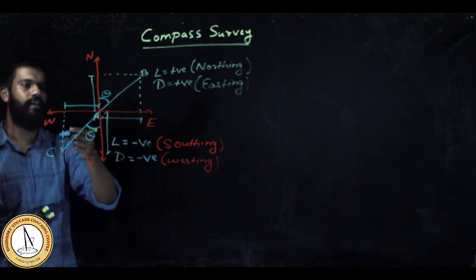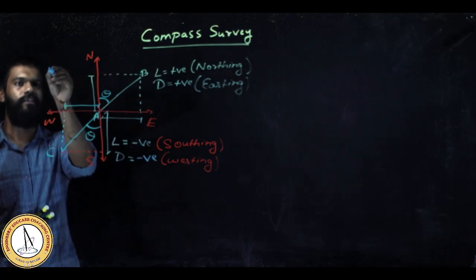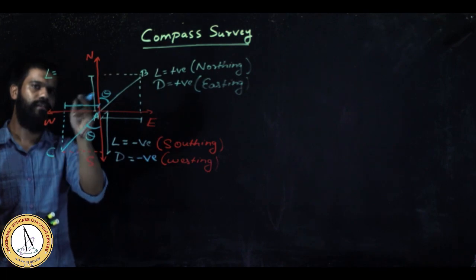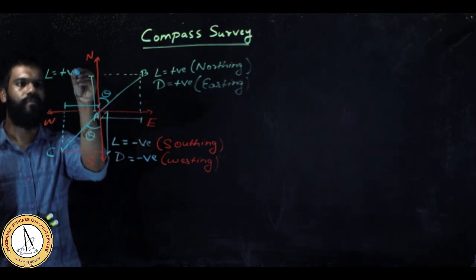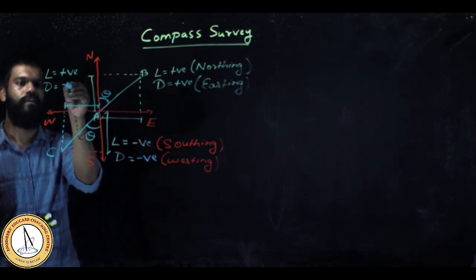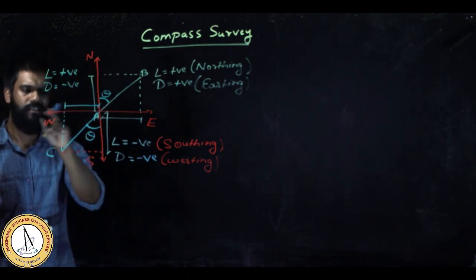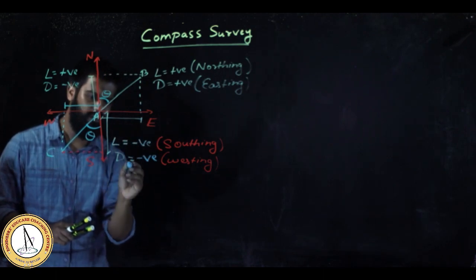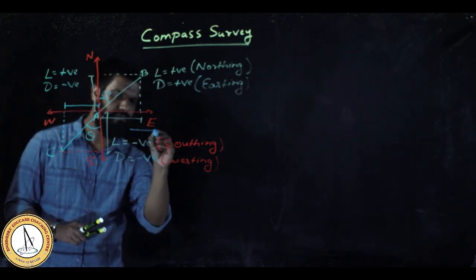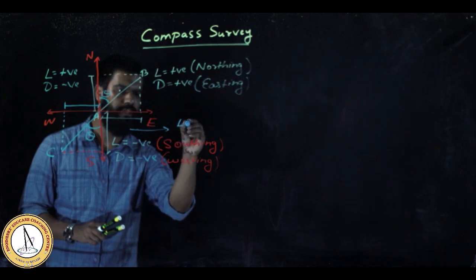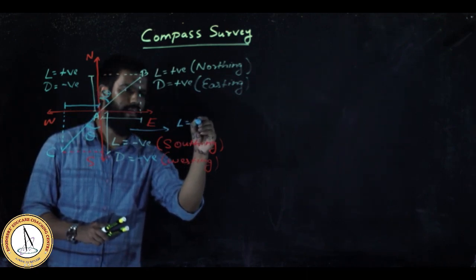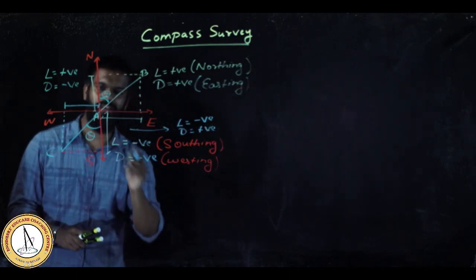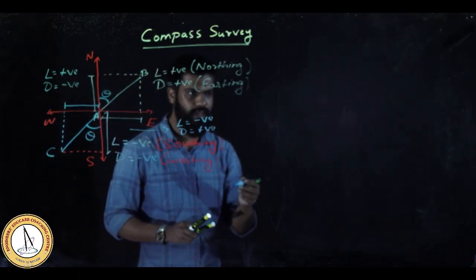Similarly, I can assign for these two quadrants. In this quadrant, if there is a survey line, the sign convention of latitude will be positive and departure will be negative. You can find it in a similar way to what I have explained. And in this quadrant, the second quadrant, latitude will be negative but departure will be positive. So this is the sign convention of latitude and departure.